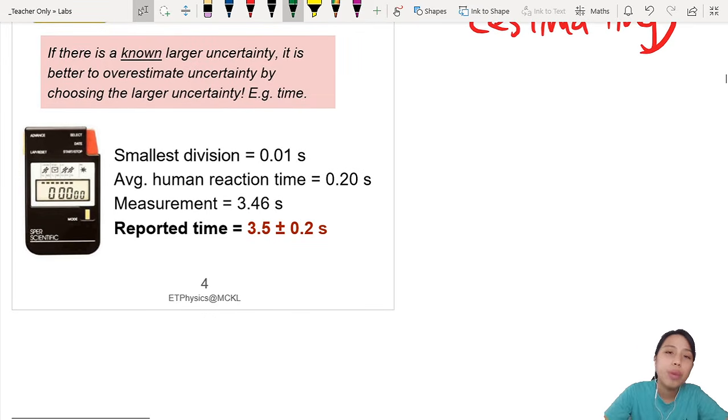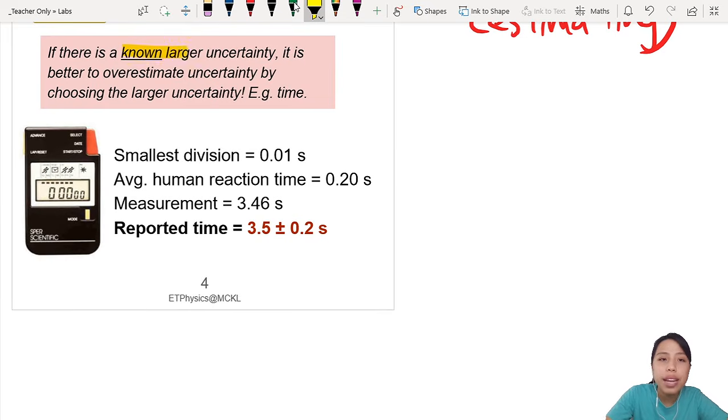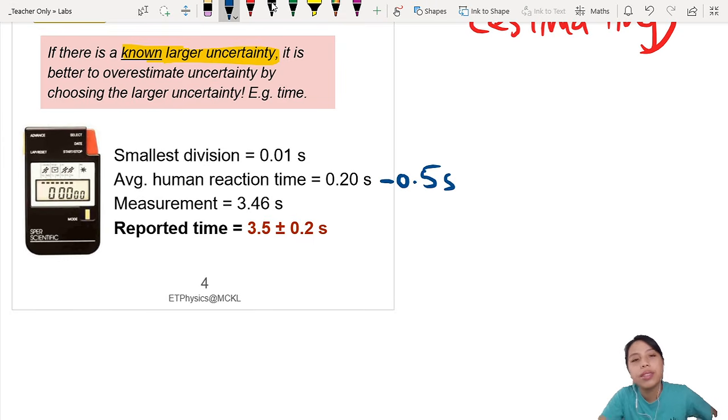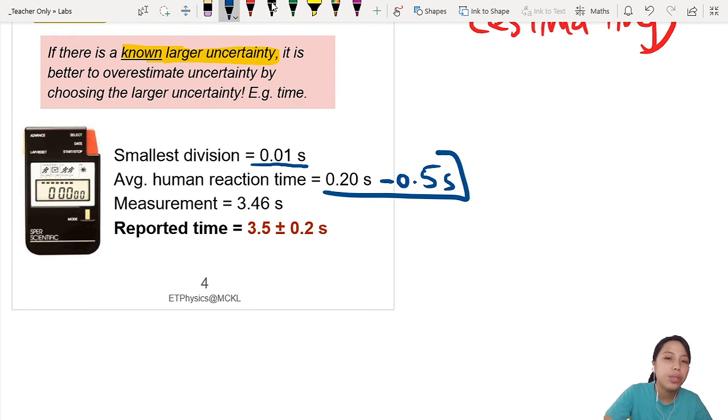Time, you measure with a stopwatch. But if there is a known larger uncertainty that you know for sure, such as human reaction time, which we know is 0.2 to 0.5, I put on average. So although your clock's smallest division is 0.01, you might want to choose something bigger than 0.01, because it is impossible that you are so precise. Your human reaction, your brain is very blur. So choose something bigger.